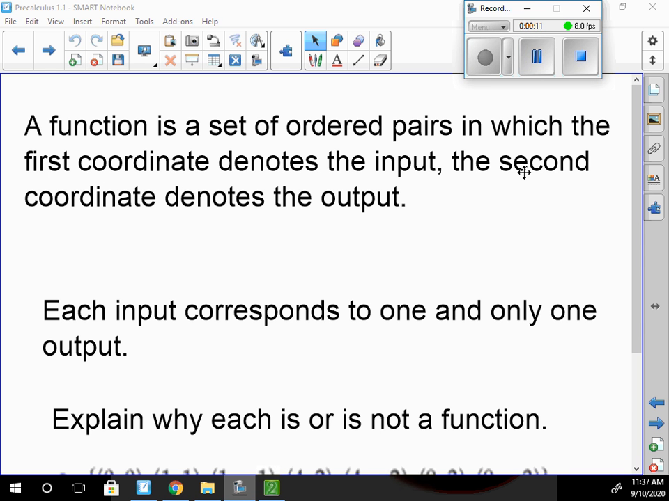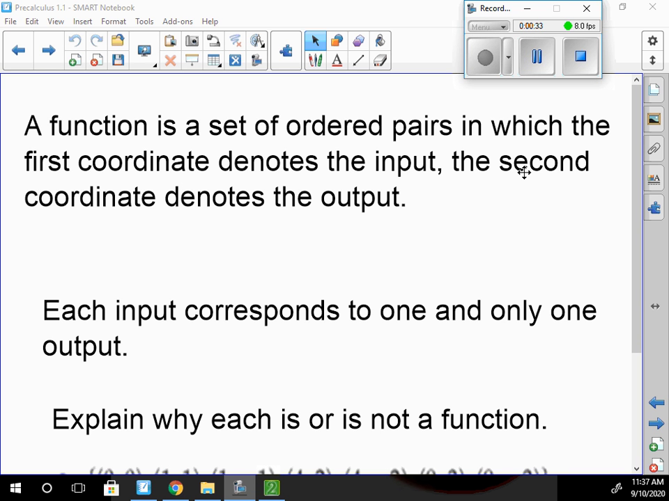Today we're moving on into the new section of our notes. We're starting with functions. So yesterday we learned about domain and range and ordered pairs. Today we're going to learn about functions. A function is just a set of ordered pairs in which the first coordinate denotes the input, or what's going into the function. The second coordinate denotes the output.